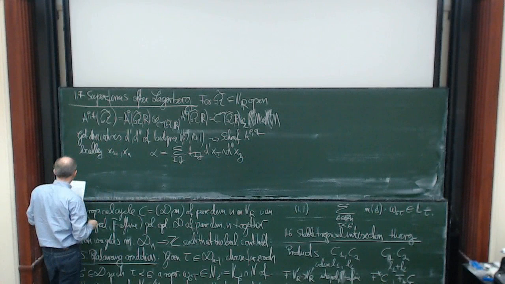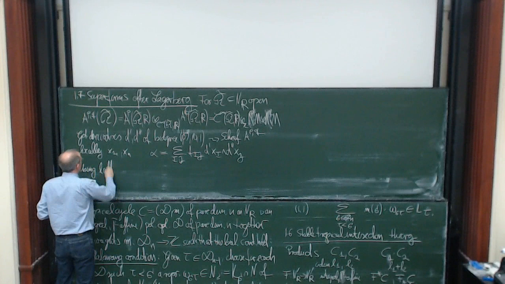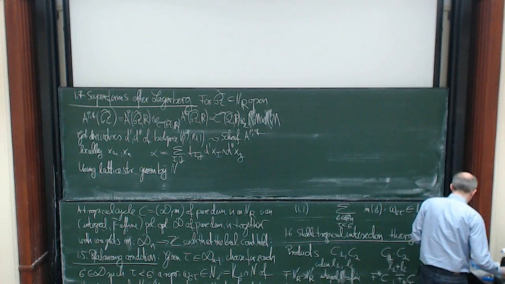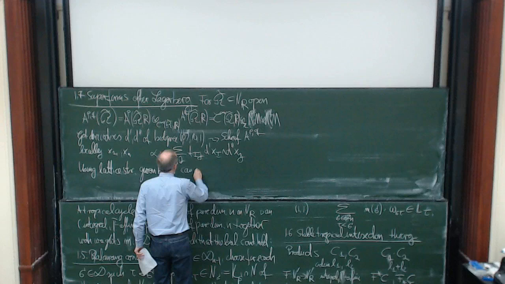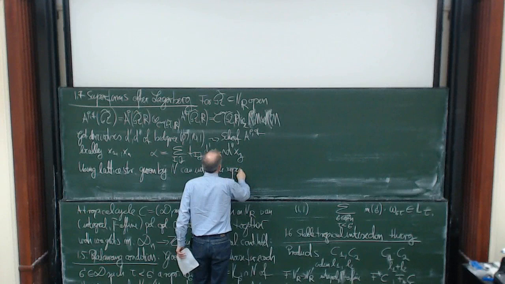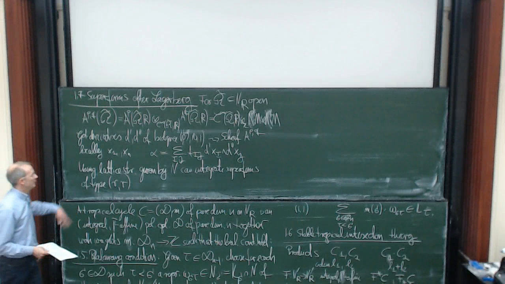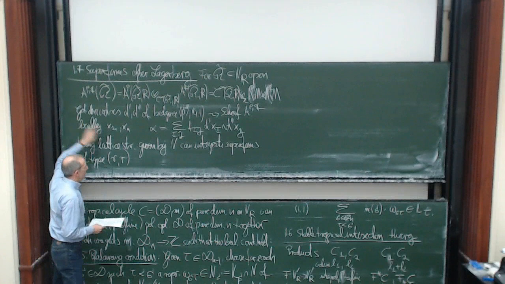And using the lattice structure given by N, this lattice structure induces a volume form. And so this makes that we can integrate superforms of the maximal type (n,n). I don't want to give the details, but it's quite straightforward how to do this.